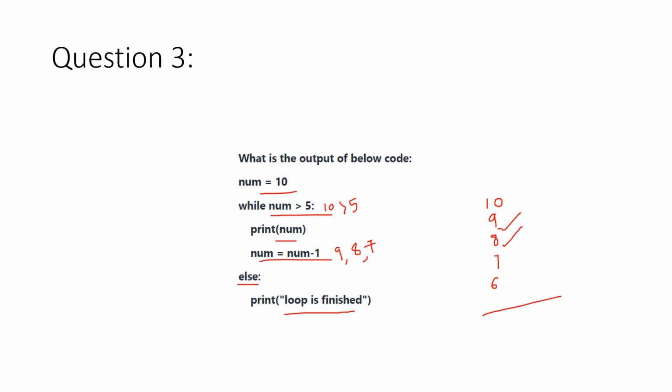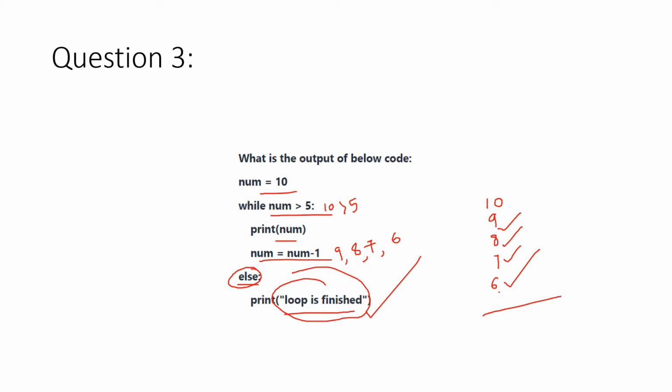7 greater than 5, yes, the condition is true, so 7 will be printed. Then 7 minus 1, num will take value 6, 6 greater than 5, yes, the condition is satisfied, 6 will be printed. As soon as num becomes 5, 5 greater than 5, the condition is false, it will come out of the loop. And this else part, we are not giving if else, only else. So without any condition checking, it will simply be executed, giving the message in the next line, loop is finished. So my output will be 10 9 8 7 6, loop is finished.